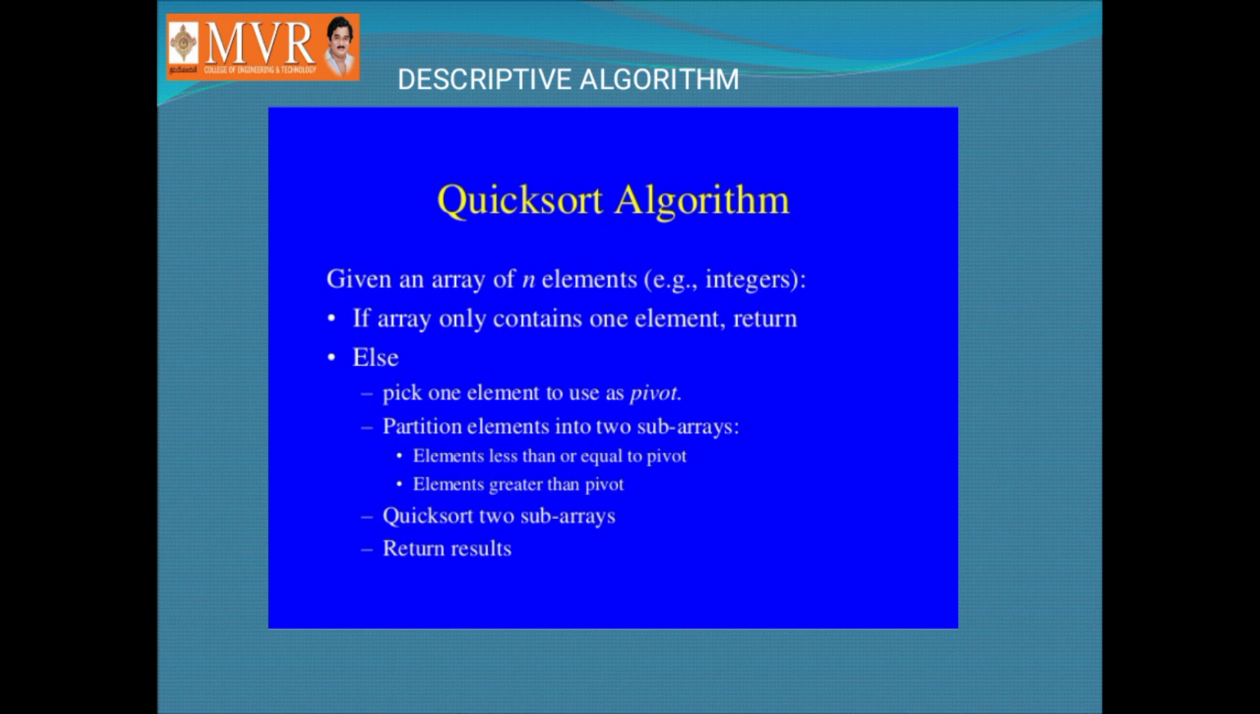Otherwise, if I am given more than one element to sort, then what should I do? It is given in the else part. Pick one element to use as the pivot element. Partition elements into two sub-arrays: elements less than or equal to the pivot, and elements greater than the pivot.